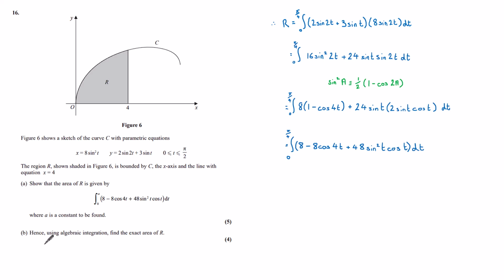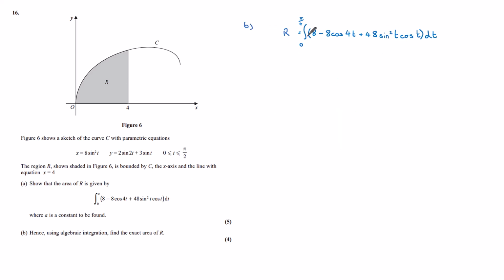Part B, I want to find, using algebraic integration, the exact area of R. Well, we now have R to be this integral. Now, integrating 8 is not a problem. Integrating minus 8 cos 4t is another nice integral because we know cos integrates to sine. But this 48 sine squared t cos t is possibly going to cause us a few more issues.